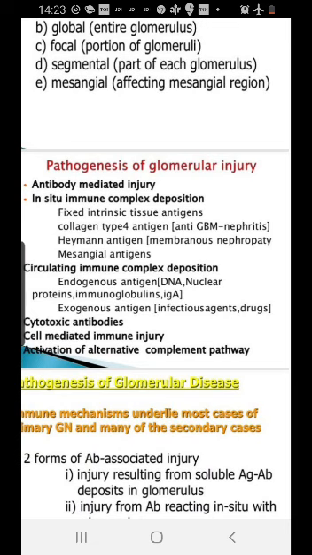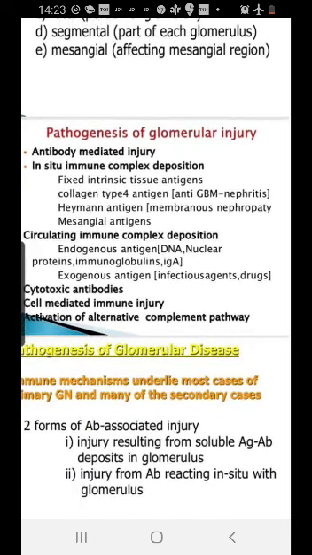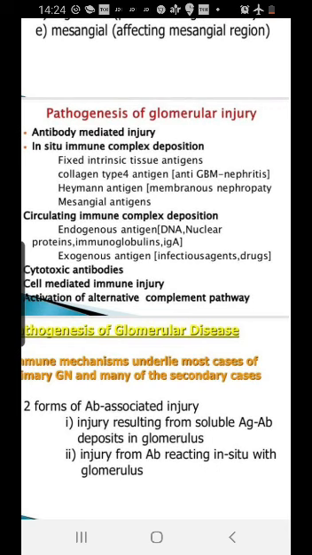glomerular injury. Then in the membranous nephropathy we have the Heymann antigen, which is very, very important, you have to remember, and this is all genetic. These antigens are present and the antibodies will go and react against them and cause the injury to the kidney.